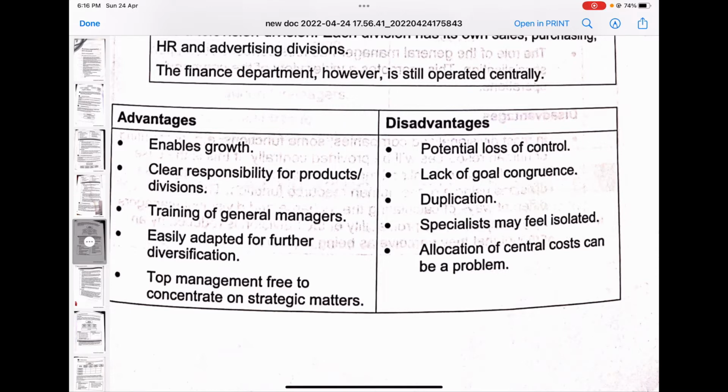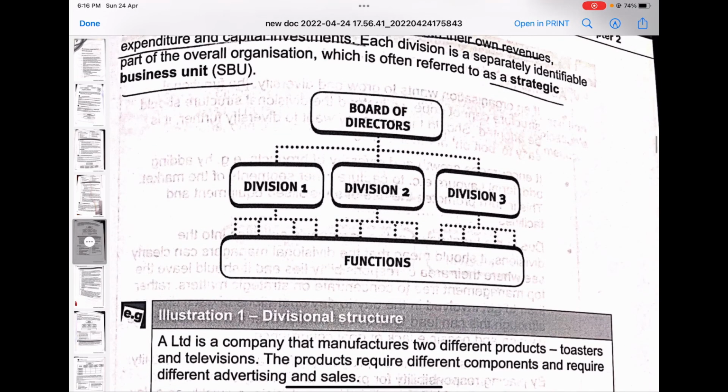So there is clear responsibility for products and divisions. So general managers can be trained. As we've seen in the picture below, we have a general manager for every division. So this is not like the departmental structure. In this, it's very easy to train the general managers of each type of product.